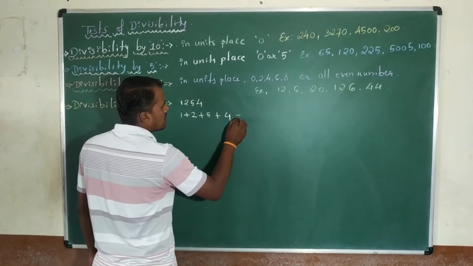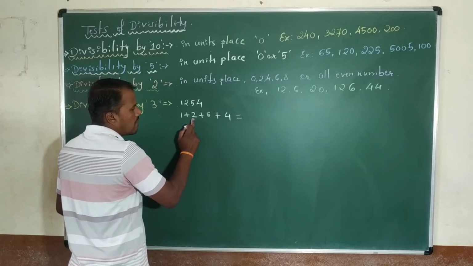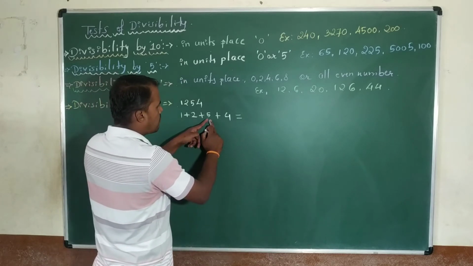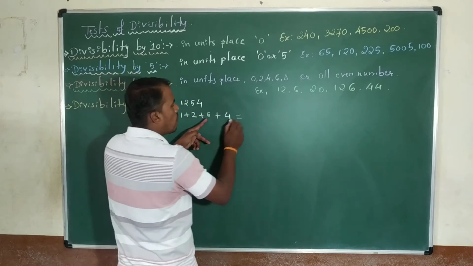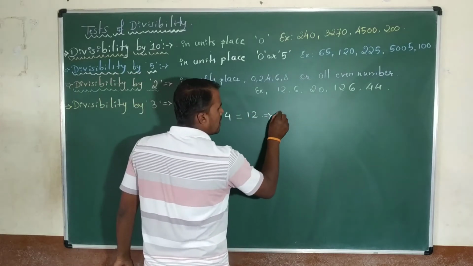What is the sum here? 1, 2, 5, 4. 1 plus 2 is 3. 3 plus 5 is 8. 8 plus 4 is 12. Means 12 divides by 3.